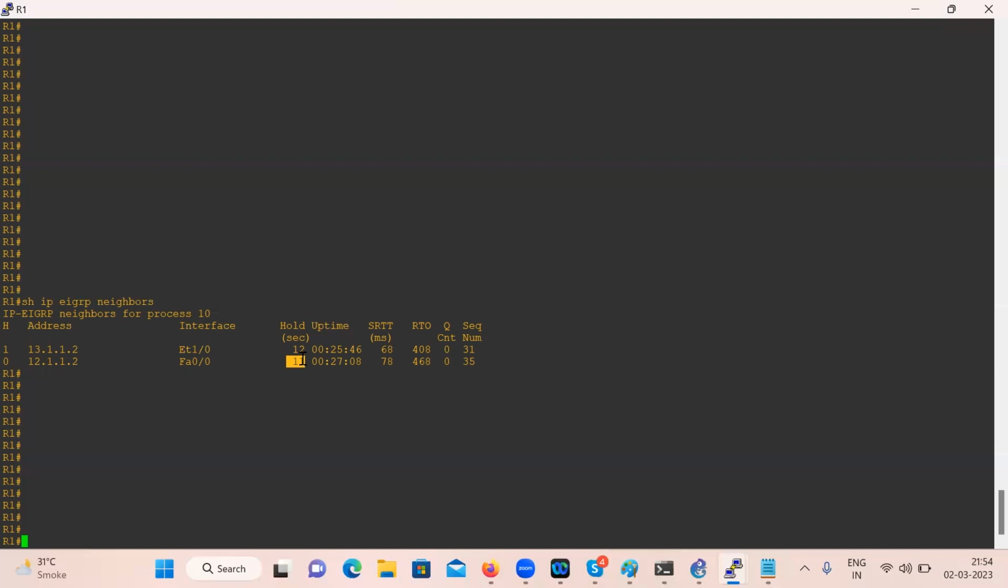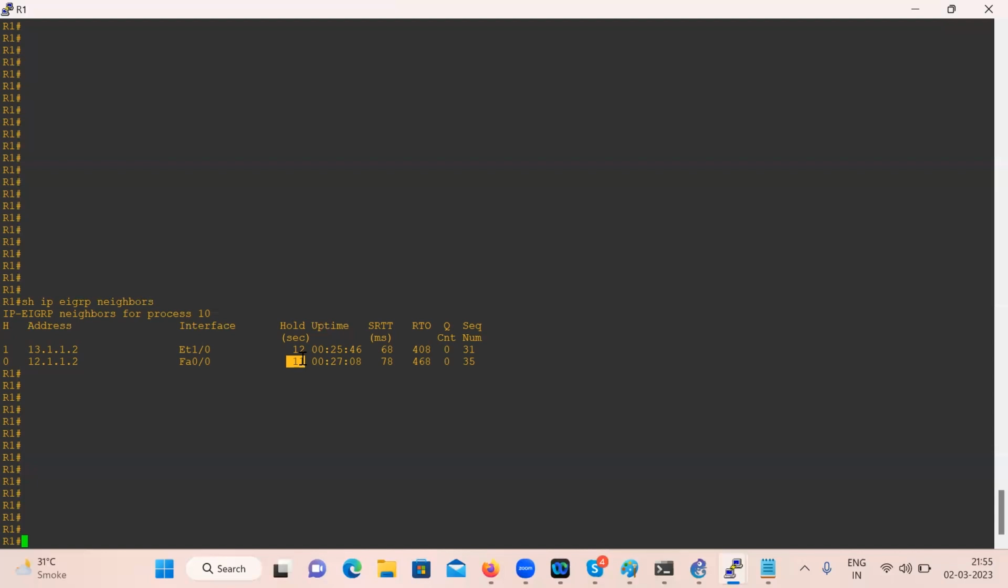Why? Because every 5 seconds they exchange hellos. What exactly does hello time mean? See here, hello time is 5 seconds and hold time is 15 seconds. EIGRP says two routers always exchange hellos with each other every 5 seconds. If any router fails to send a hello, the second router says, I will wait for 15 seconds. If in 15 seconds router 1 isn't able to send any hello, I will remove router 1 from my list of neighbors.